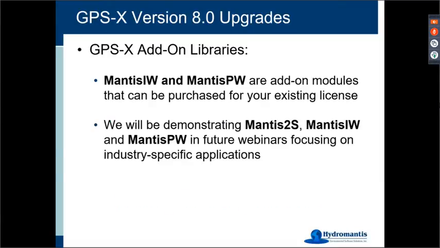Okay, so those are all new. Specifically, as I mentioned earlier, Mantis 2, Mantis 3, and the Mantis 2S, we call it, sulfur and selenium libraries. Those are all available to everybody as part of the standard license. However, Mantis IW, the industrial one, and Mantis PW for the process water, those are actually add-on modules that will be purchased on top of your existing license.